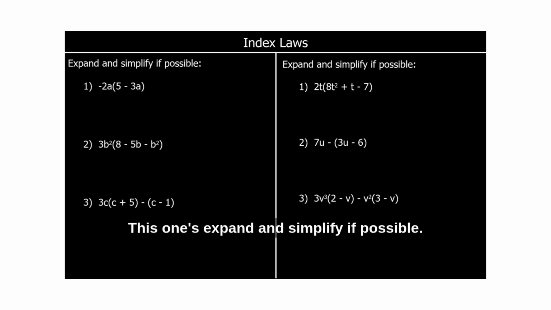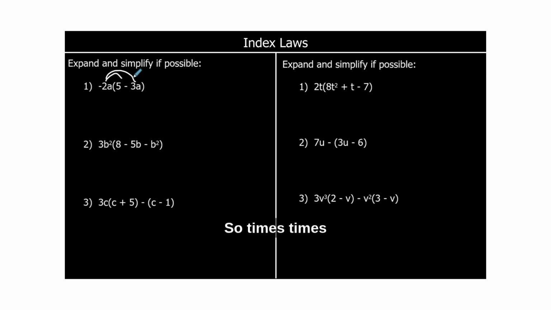Another set of questions. This one's expand and simplify if possible. So we are getting rid of the brackets. So times negative 2a times 5. A negative times a positive is negative, and 2a times 5 will be 10a. A negative times a negative is positive. Then we've got 2 3s, which are 6, a times a squared.